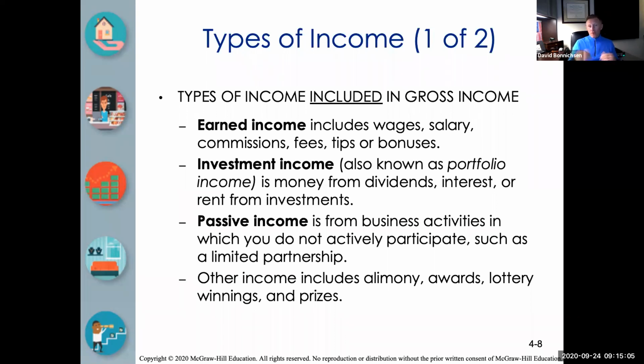And then, like we talked about, there's other income: alimony, any sort of bonus awards that you might get, lottery winnings. We can all hope for that one day, right? Gambling winnings.